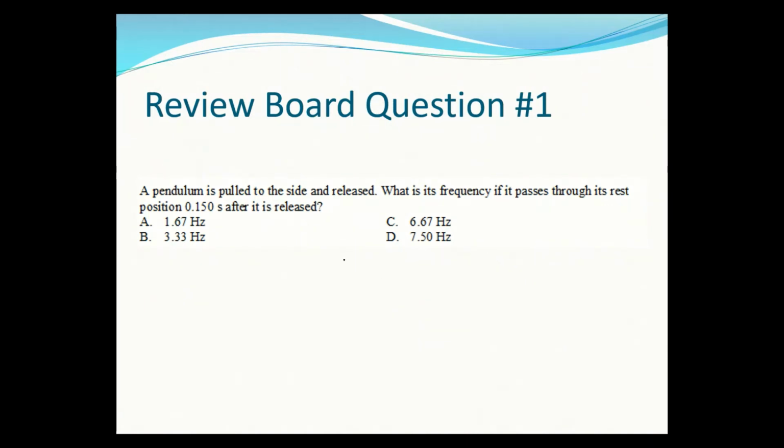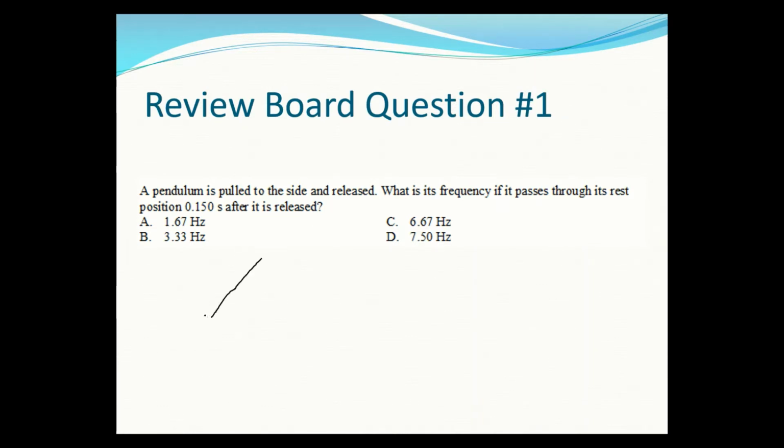So let's start off with some review board questions. This first one: a pendulum is pulled to the side and released. What is the frequency if it passes through the rest position 0.15 seconds after it's been released? So you have to be careful with these, right?